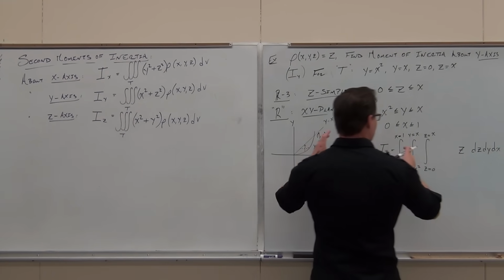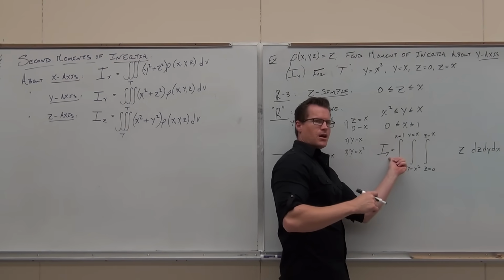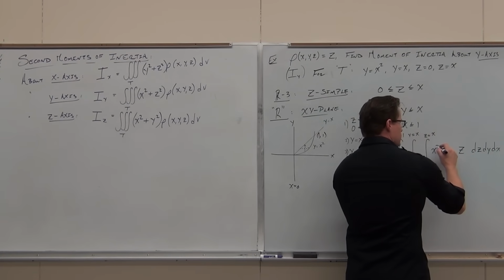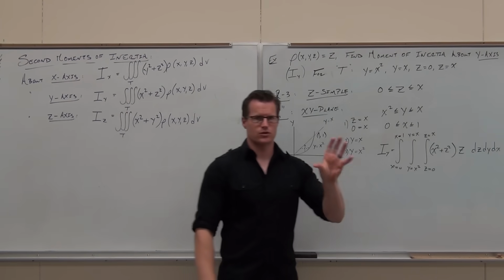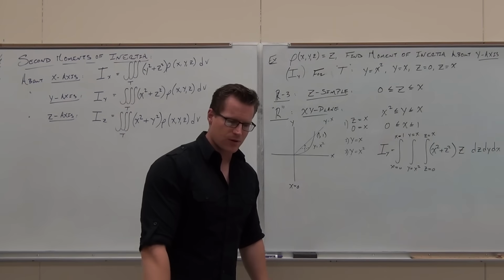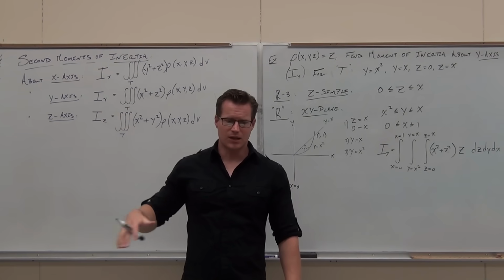And now to find the second moment of inertia about the y-axis, I need to have the other two variables squared and added. So I need x squared plus z squared in there as well to find the second moment. That's the correct setup. I need to know if you all got that. Show of hands if you did. That's fantastic. Again, I'm going to leave it to you.